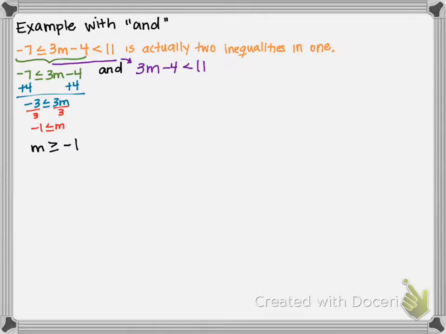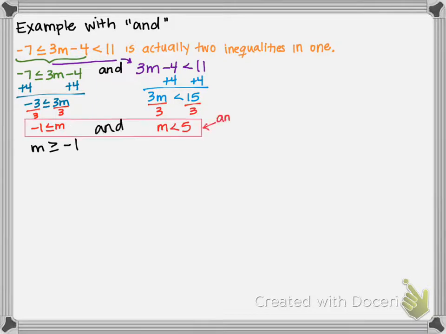Now let's go on to solve the second one. I add 4 to both sides. See 3m is less than 15. Divide by 3 to get m is less than 5. So your answer could be written separately, the way I did in those two boxes with the word and in the middle, or the way they did in the beginning, it could be written as one with -1 is less than or equal to m, which is less than 5. Some people might also say m is between -1 and 5.